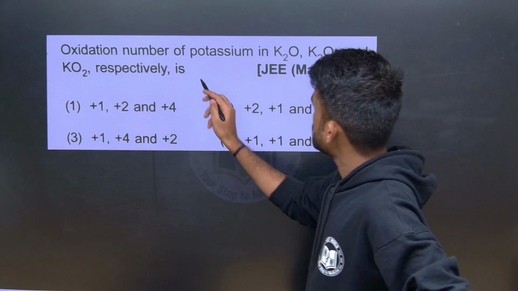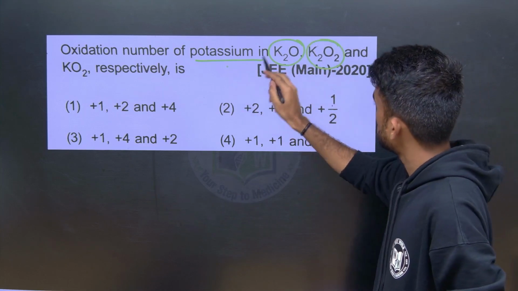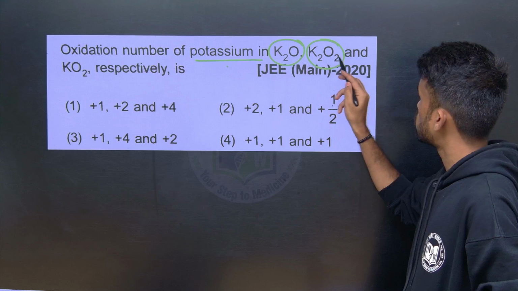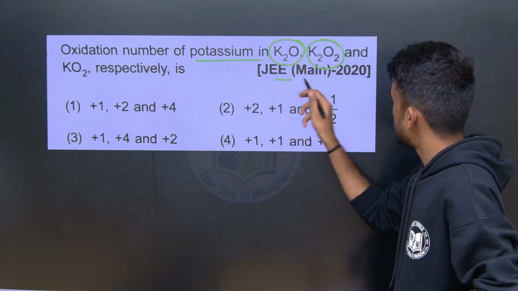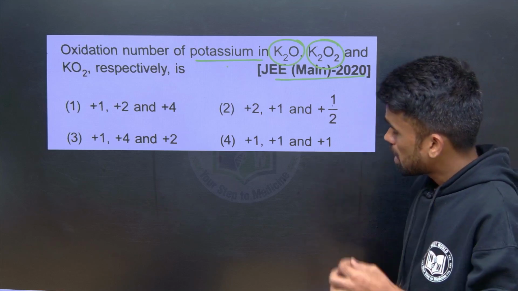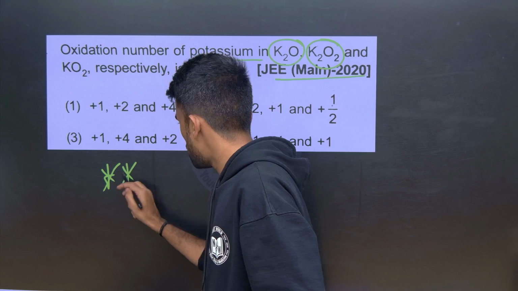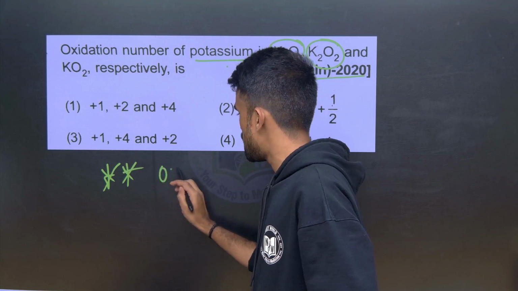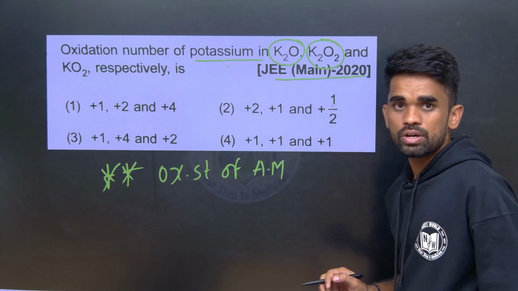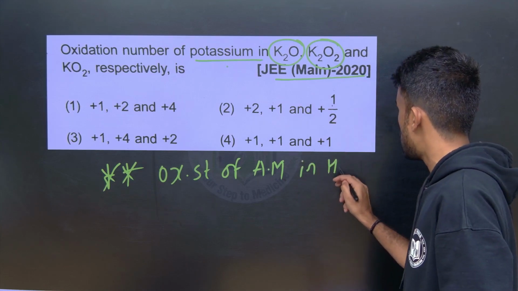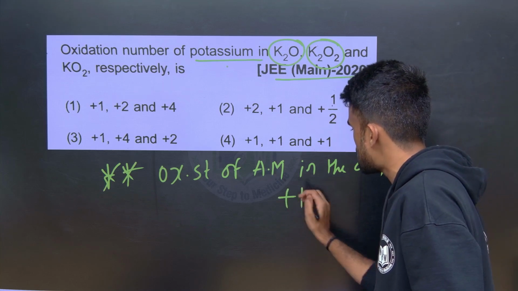Next, the oxidation number of potassium in K2O, K2O2 and KO2. Very, very simple and easy question. This was in the 2020 JEE Main. So always remember, we already discussed in the class, always remember the oxidation state of alkali metals in their compounds will always be plus 1.